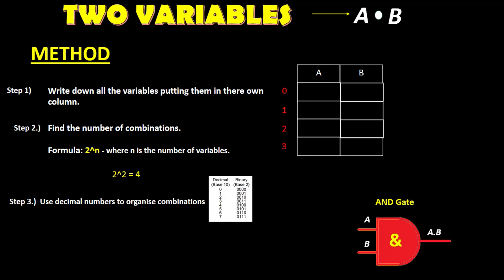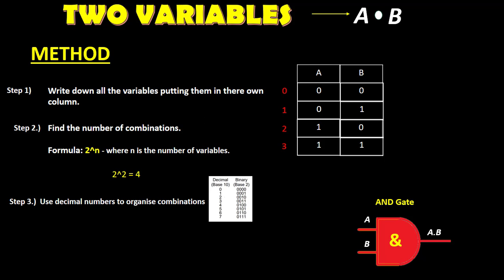So here we go. 0 in decimal is 0, 0 in binary. Decimal 1 is 0, 1. Decimal 2 is 1, 0. And decimal 3 is 1, 1. So now we've filled our truth table with the combinations.